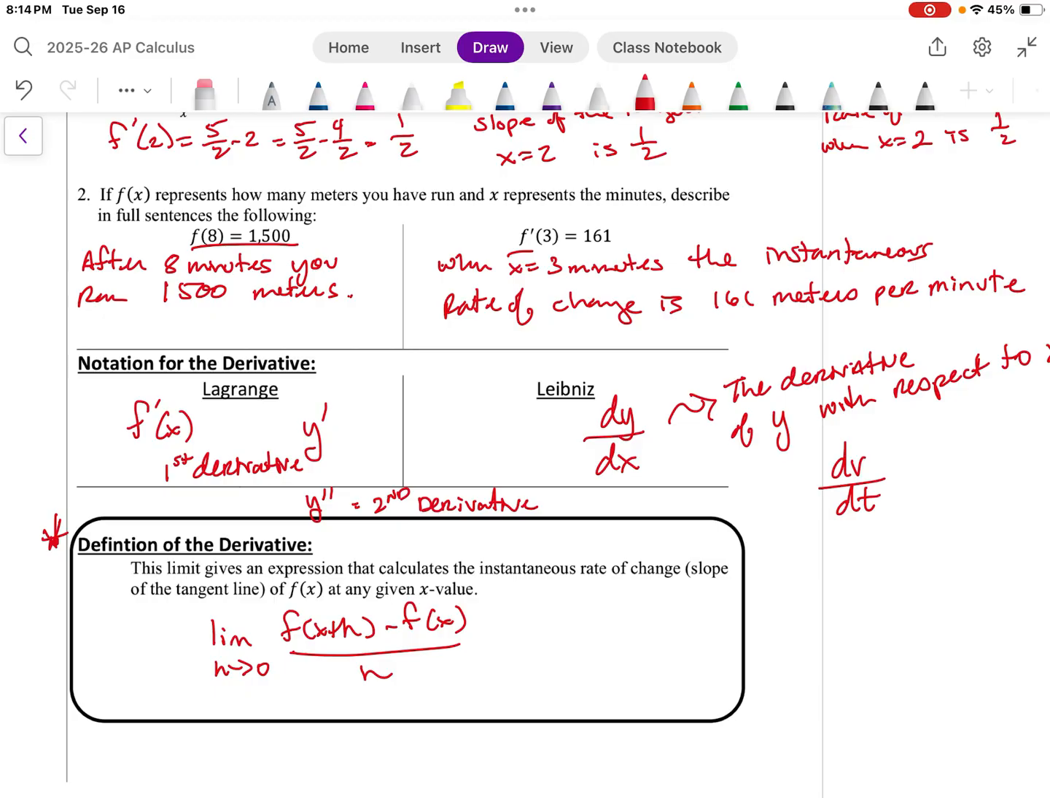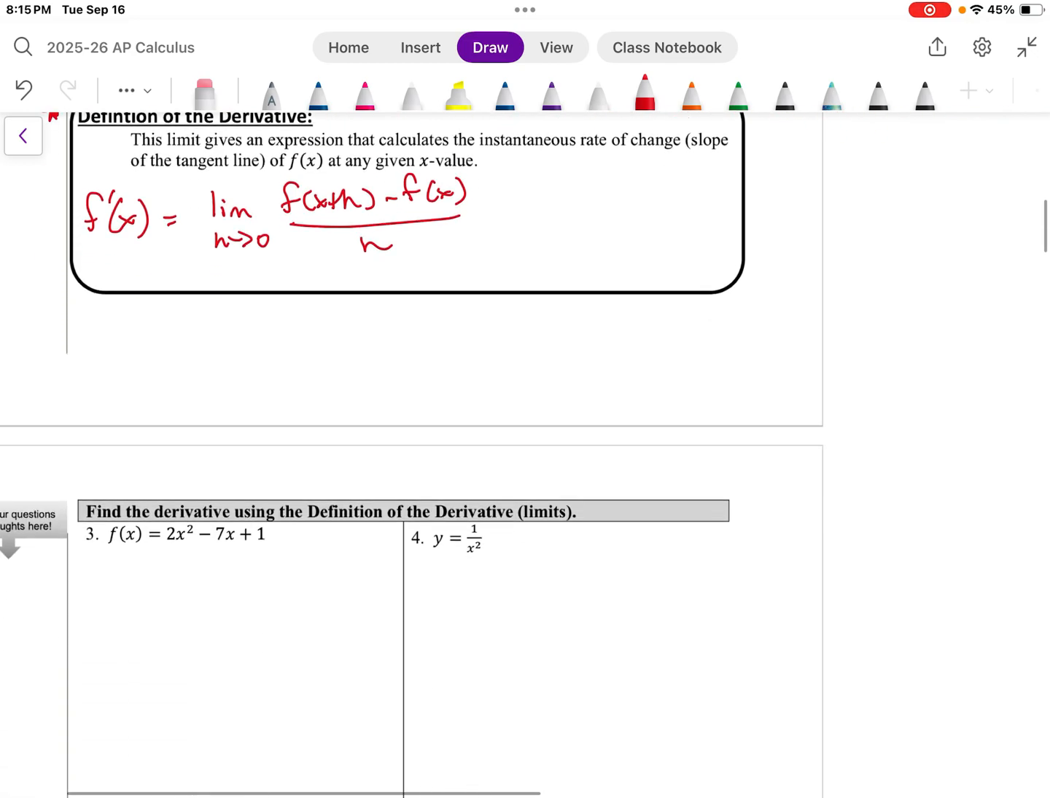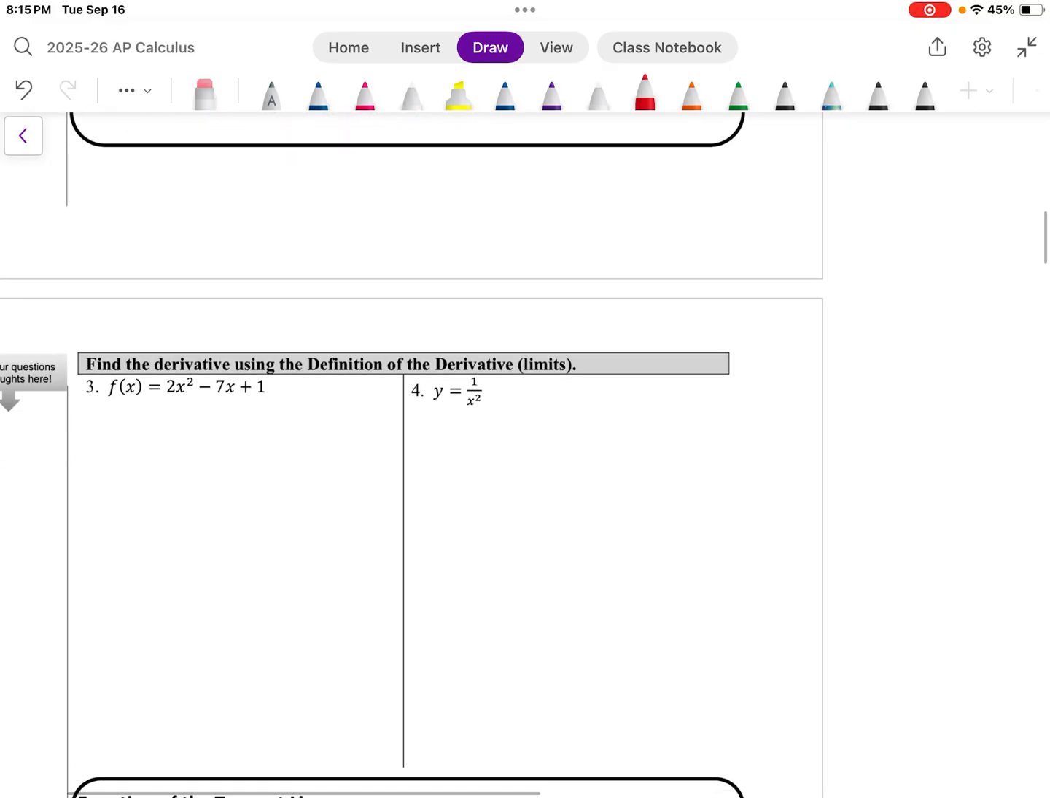And we know that this is equal to, let's use Lagrange notation, f prime of x. So the derivative of the function f of x is equal to the limit as h approaches 0 of the difference quotient of our function. We're going to practice in a moment how to go about doing this, showing all the work and all the steps. It's long, and it's easy to lose track of things, so be very careful.